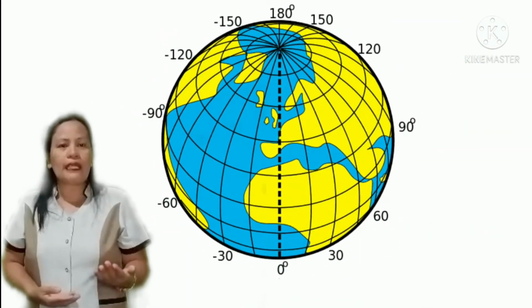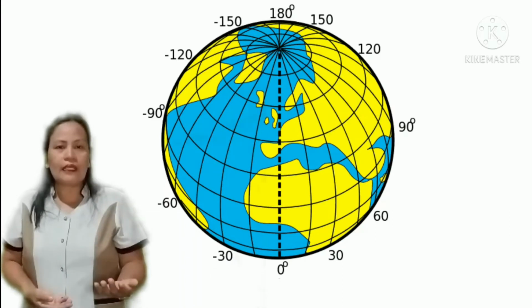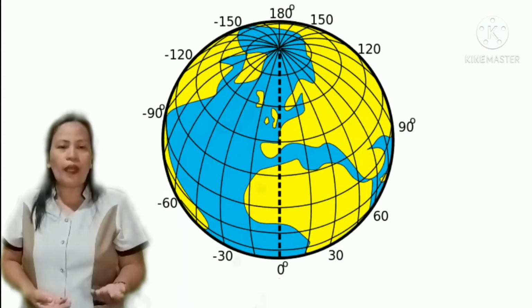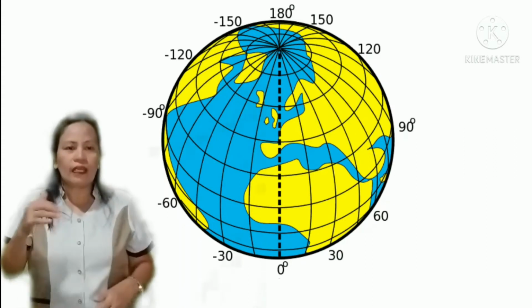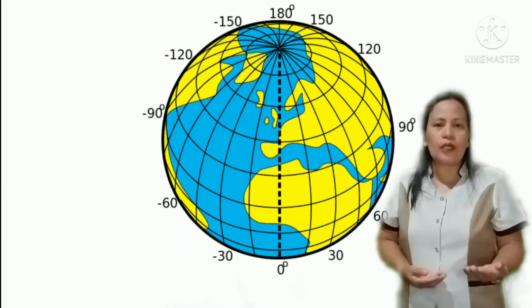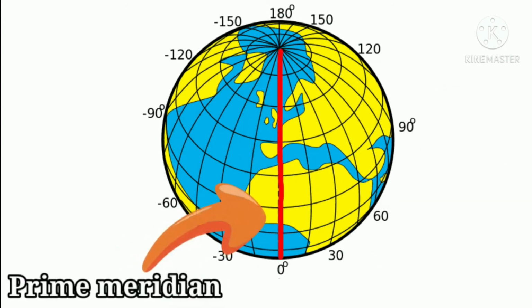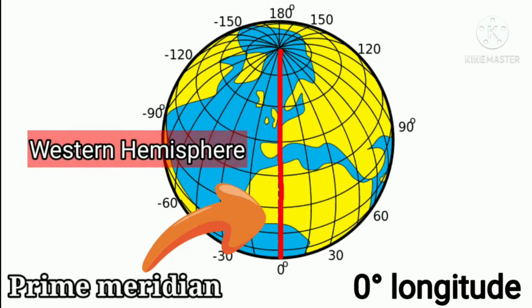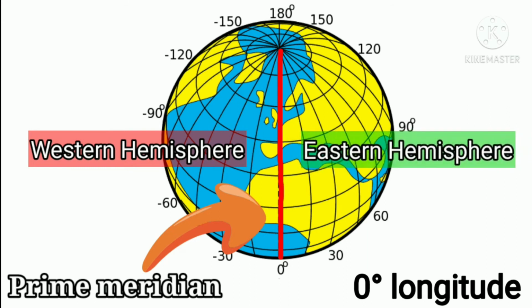To visualize the longitude properly, let us study this illustration. What is the starting point of longitude? Great! The starting point for measuring longitude is the prime meridian, which is located at 0 degree longitude. The prime meridian divides the Earth into 2 hemispheres. What are they? Correct! The Western Hemisphere and the Eastern Hemisphere.